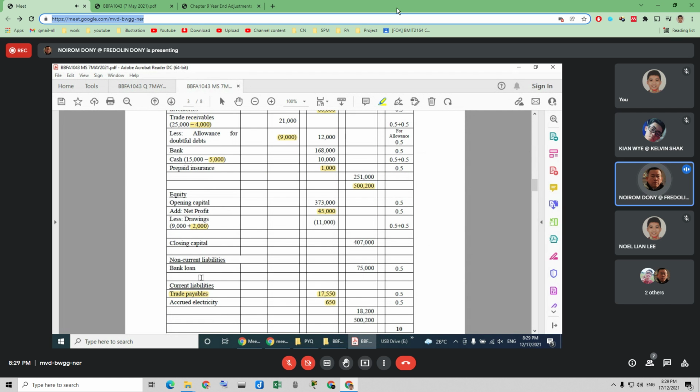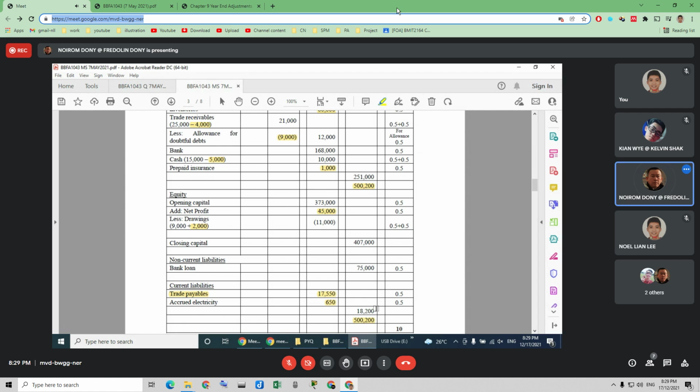Then on the liability side, we have only one non-current liability item, bank loan, 75,000. And the current liability, we have trade payable and accrued electricity. So when you add all together, it should be the same as the total asset, which is 500,200. So you should be able to get a balance.